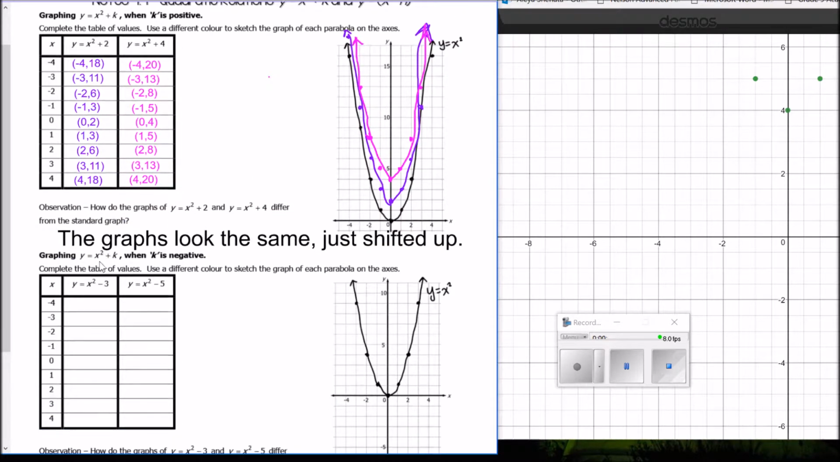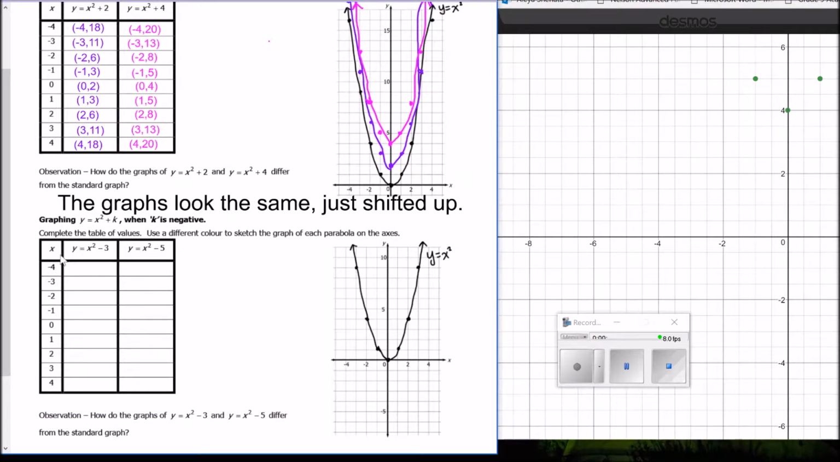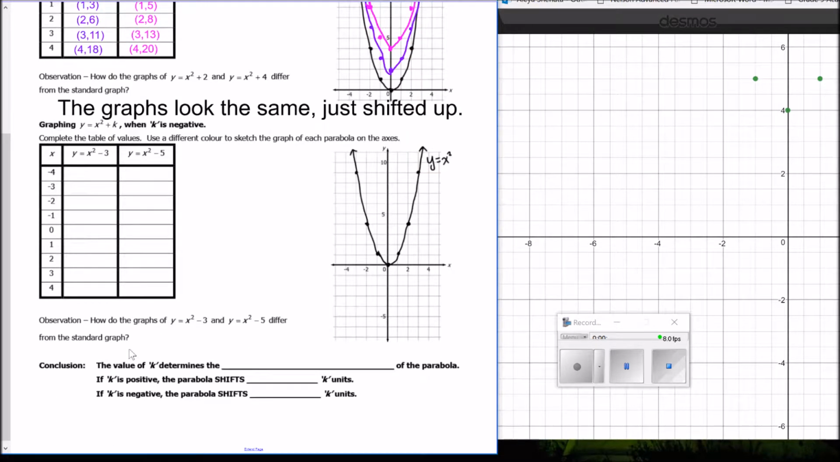So once you get that down, I'd like for you to please do the same thing right here for x squared plus k. I want you to fill in all of the values that we have here, and then I'm going to have you graph it all out, and I will check to make sure you have all of this stuff, and then we're going to fill in our observation after you guys are done with that.